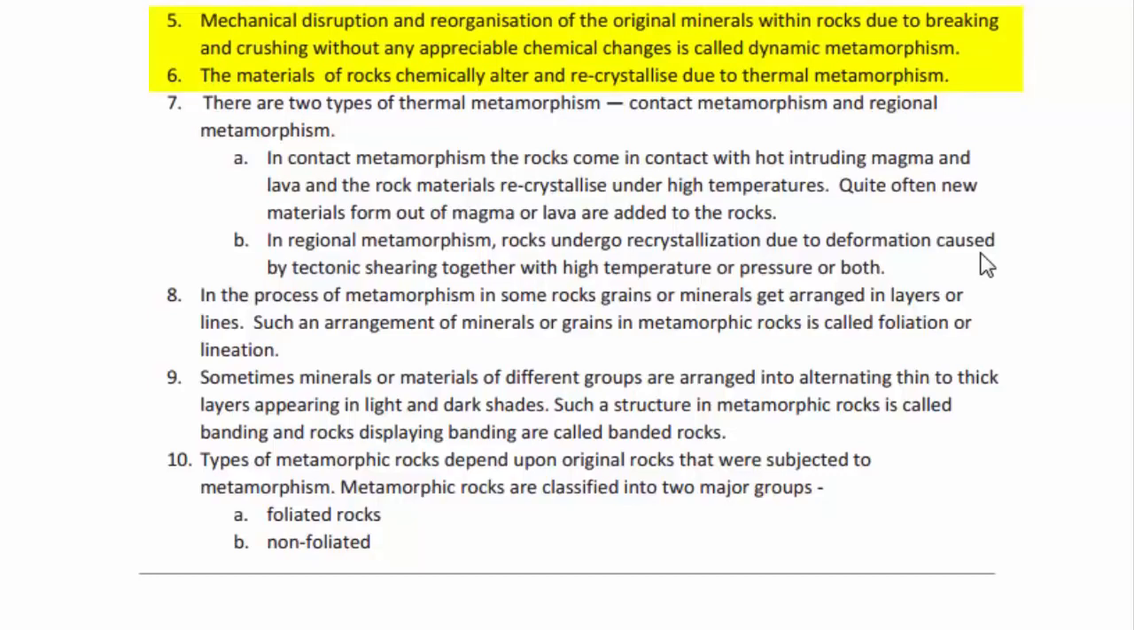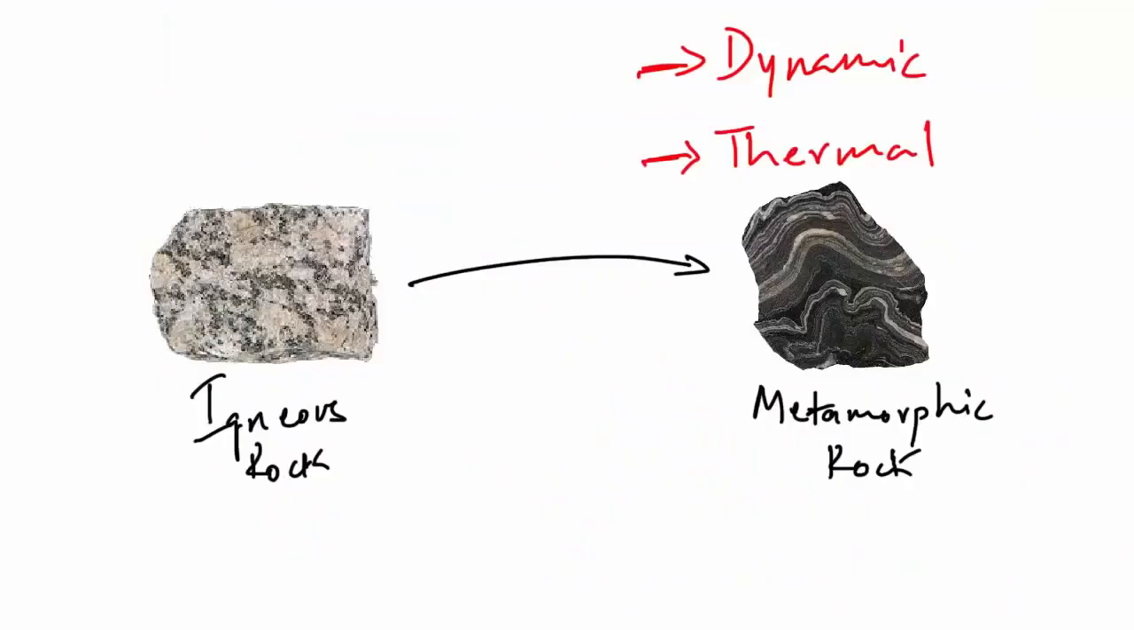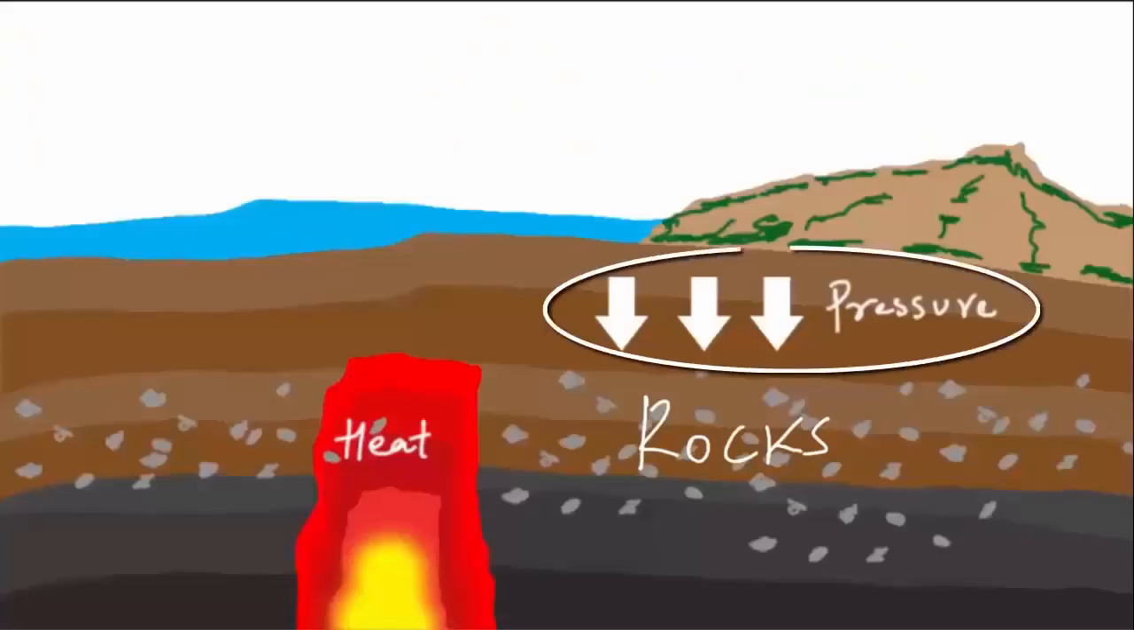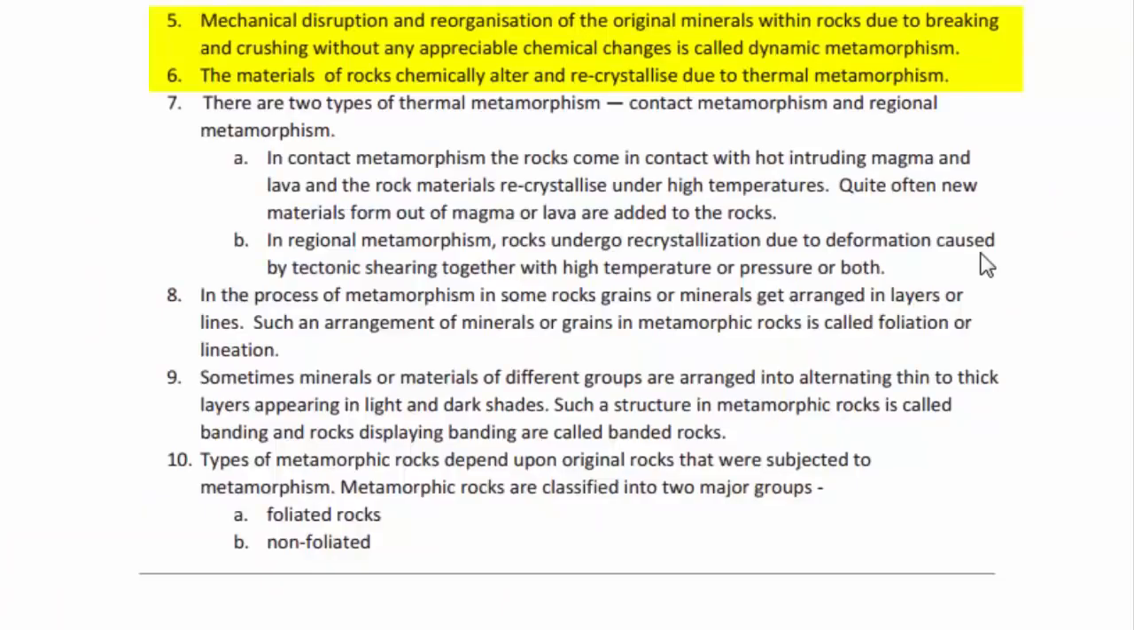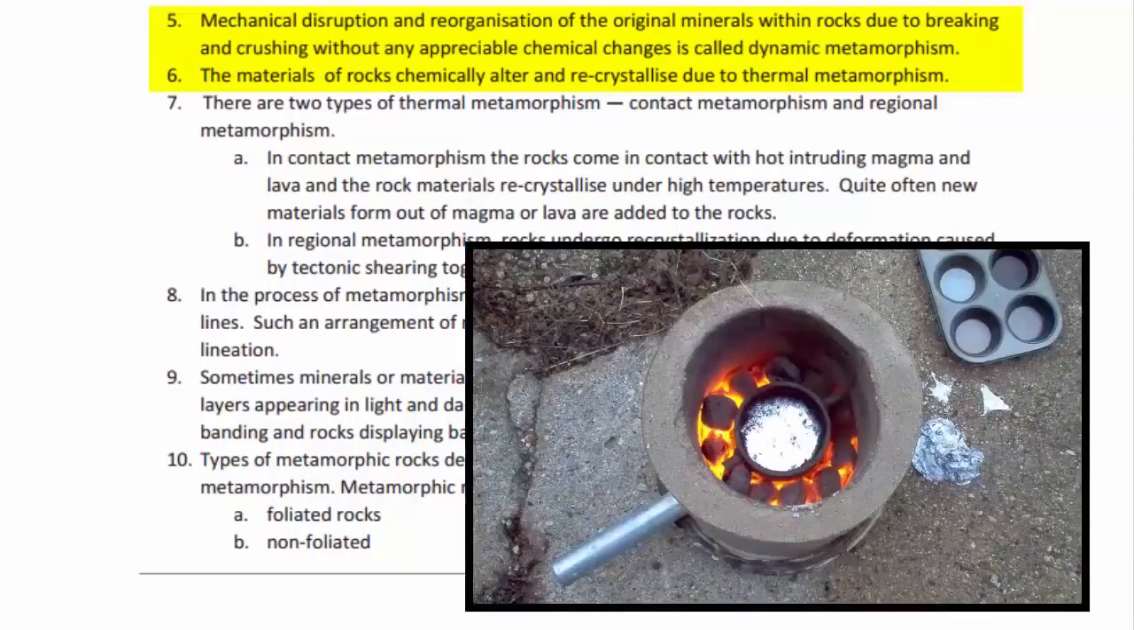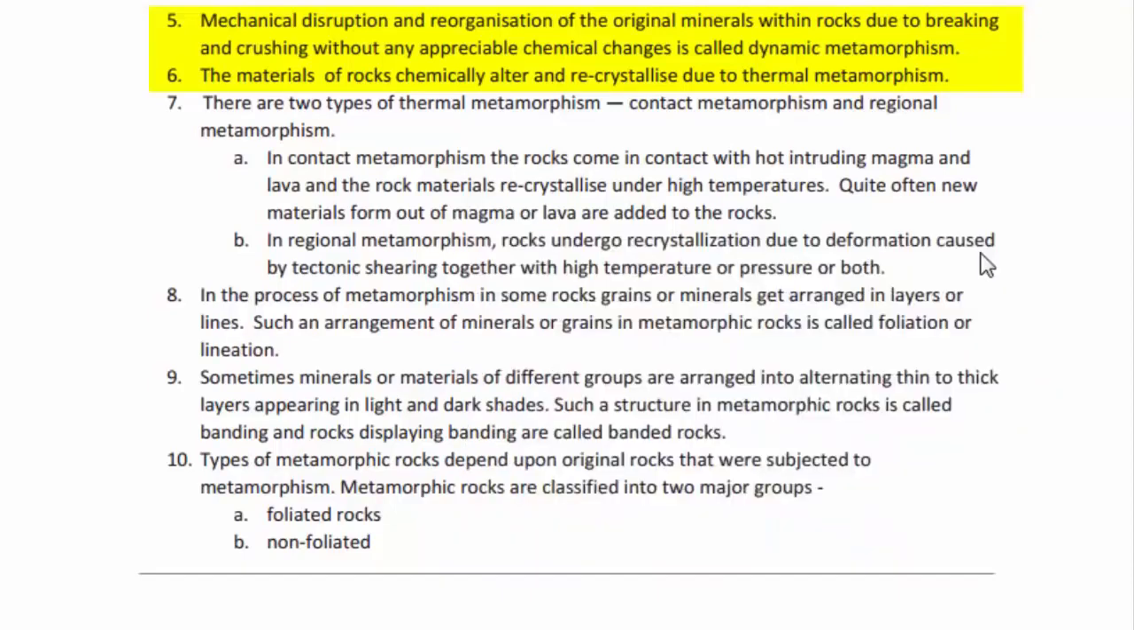Let me cover these two points together. Now rocks undergo dynamic as well as thermal change. So one is due to pressure of the massive weight of the landform and the other is due to heat from the interior of the earth. It is very easy to remember this. In chemistry, if you want to separate the elements from a mineral, you basically heat it to a point that it melts. So thermal metamorphism does chemical alteration to the rocks.